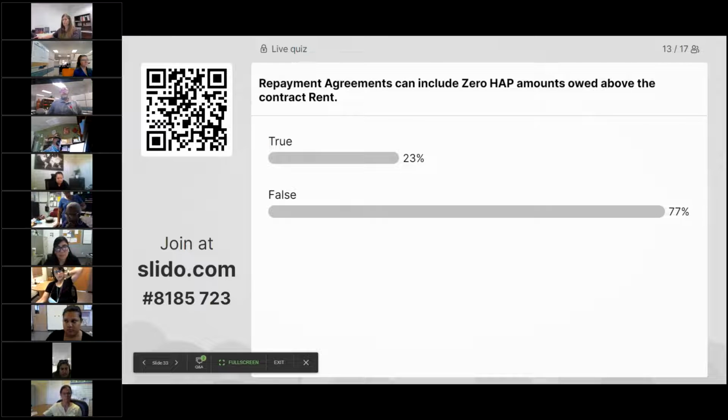So false. False is the correct answer. Anything above contract rent is going to be part of an installment agreement, not part of the repayment agreement. Repayment agreements are only calculated in terms of how much HAP subsidy was overpaid.